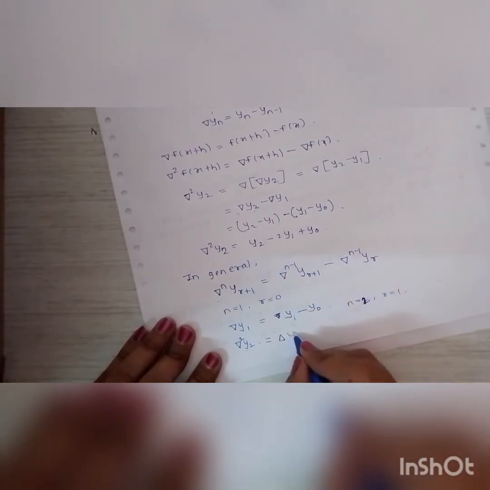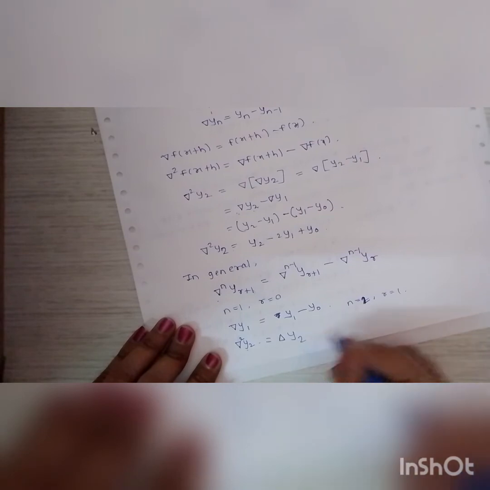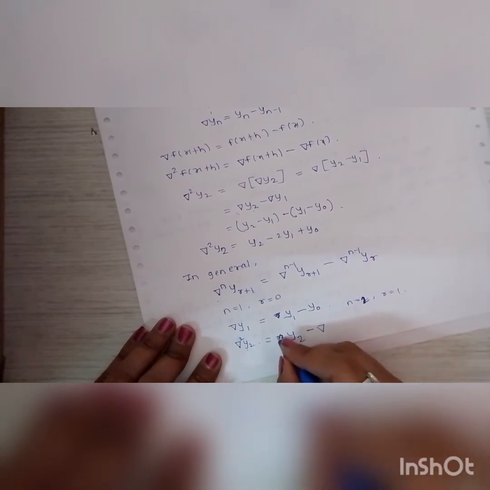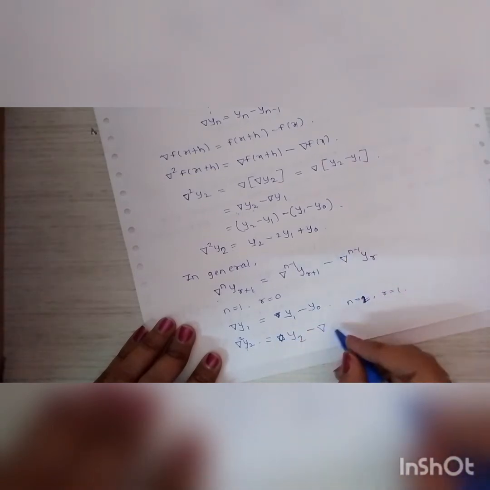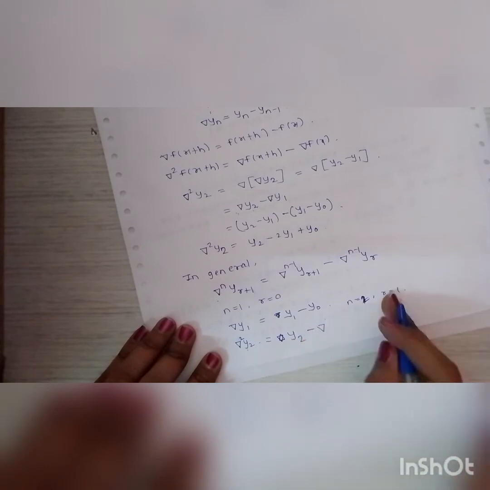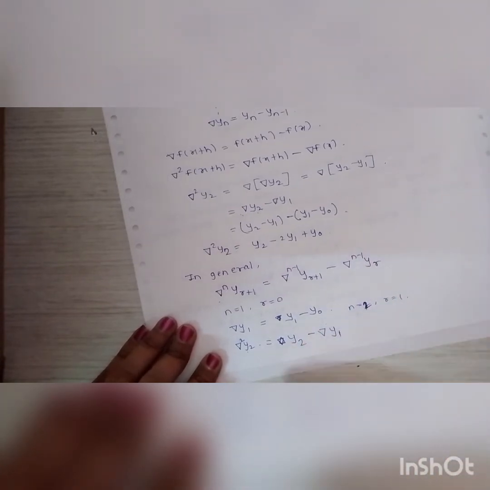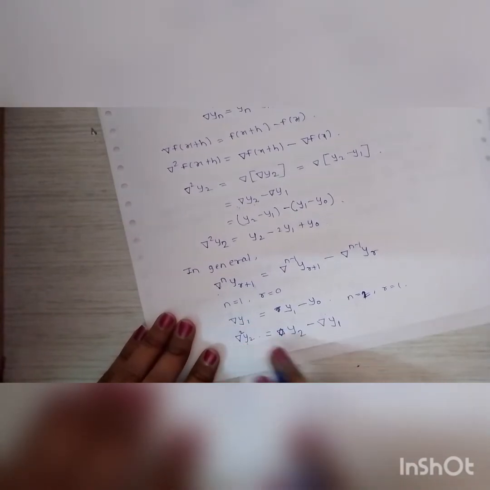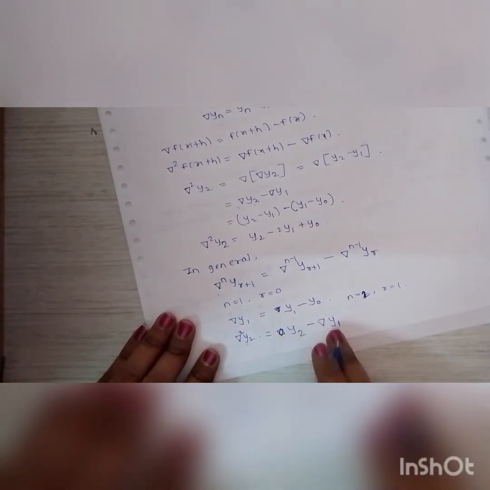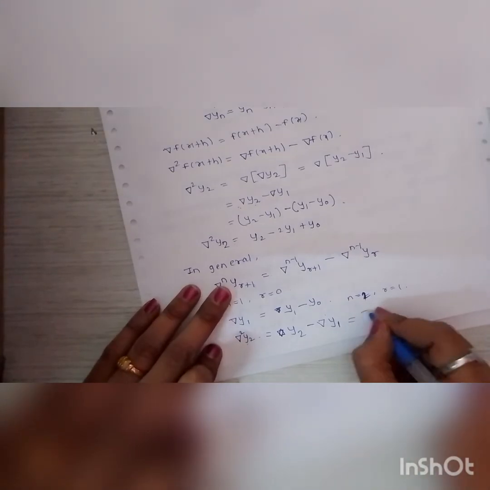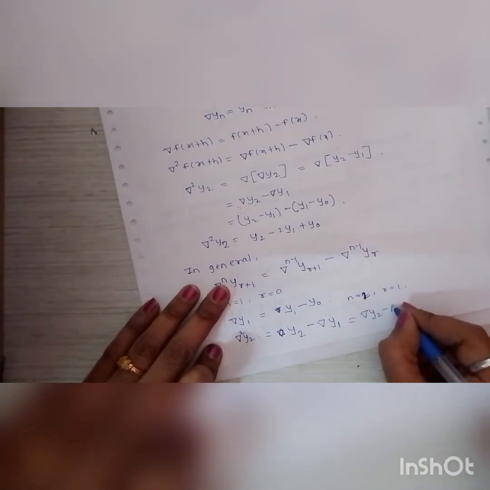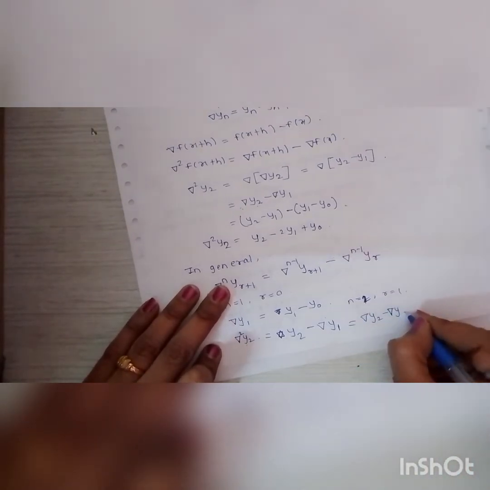y r plus 1, that is y2, minus del raised to n minus 1, therefore 2 minus 1 is 1, and y r, that is y1. Therefore del square y2 is del y2 minus del y1.